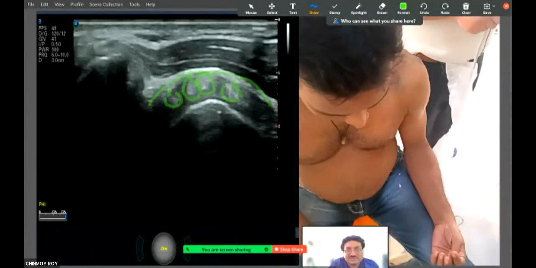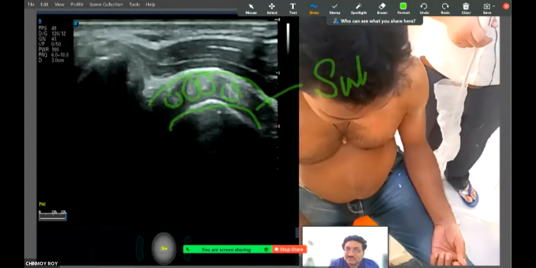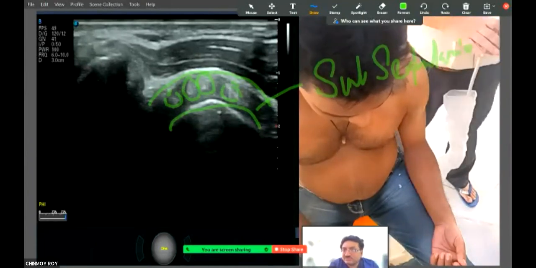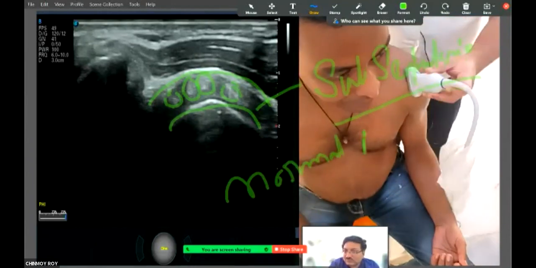You should know, while scanning the subscapularis muscle, if this structure comes, then you will understand that this is a normal thing. Normally this is seen.